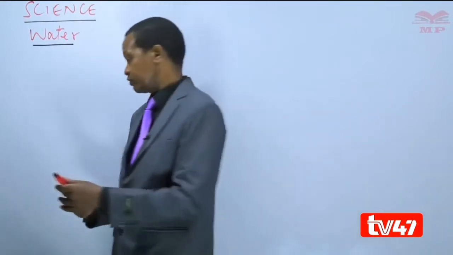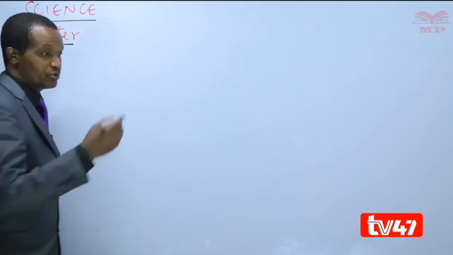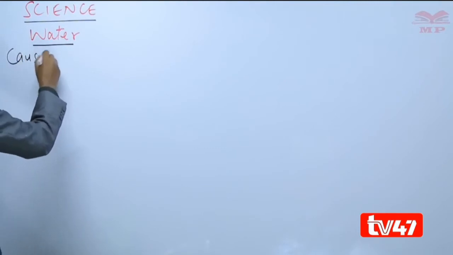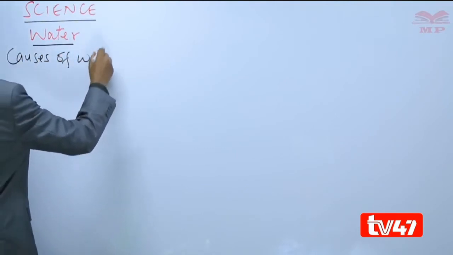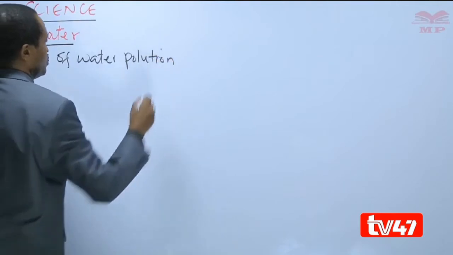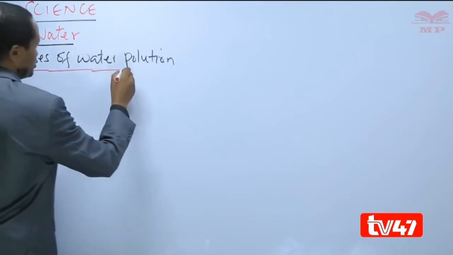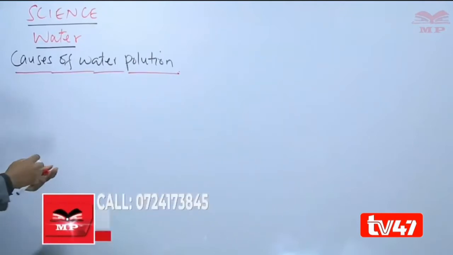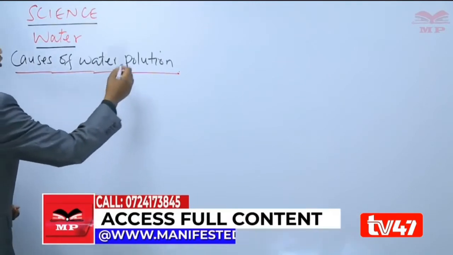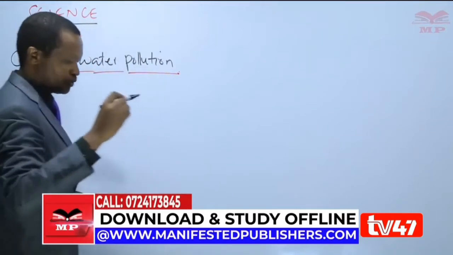So today's lesson, we want to learn the ways in which water can be polluted, or I can just say causes of water pollution. Causes of water pollution. That's what we want to learn in our today's lesson. So learners, I want you to write down causes of water pollution. Pollution has double L.